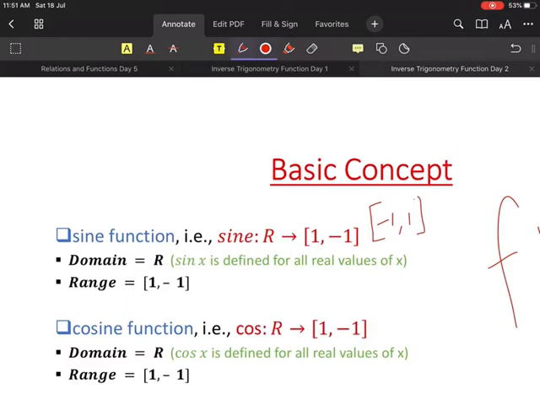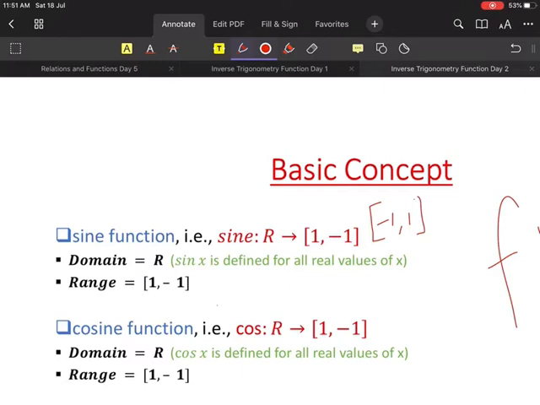So what is the domain? Domain is equal to R. R means what? Set of real numbers. Now why are they saying the domain is R? Because sine x is defined for all real values of x. That's why the domain is R.